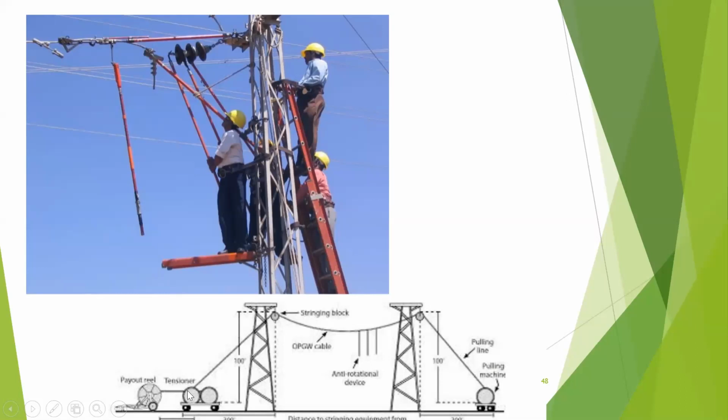So the tensioner stops the conductor drum rolling out if the puller suddenly stops. This is the way they generally do tensioning. And let us see what these guys are doing.